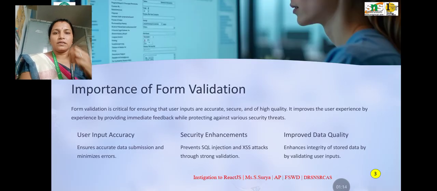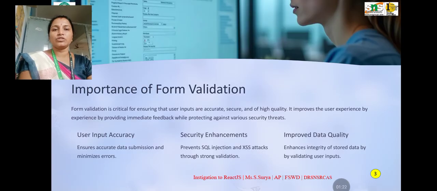Next, the importance of form validation: user input accuracy, security enhancement, and improved data quality. In user input accuracy, we can go along with the data submission and minimize the errors. Security enhancement goes with SQL injection and XSS attacks, prevented through strong validation. Improved data quality enhances the integrity of stored data, and the validations will be applied to the user inputs.